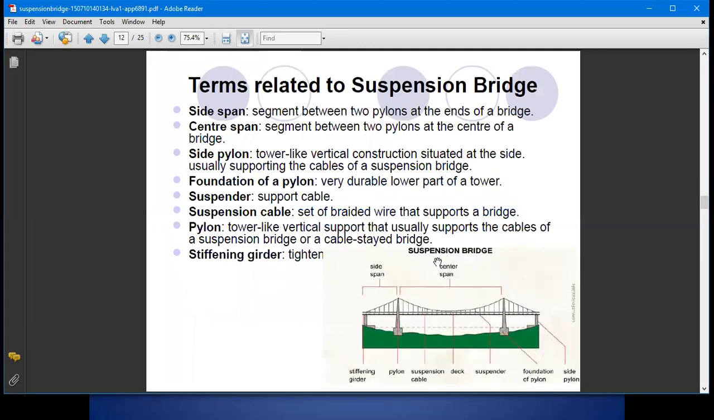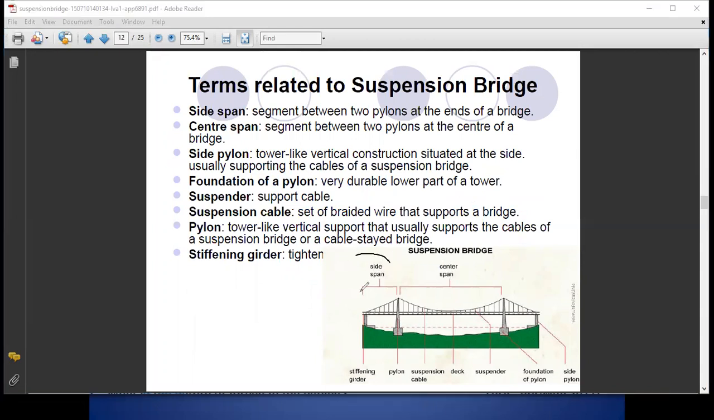Again, more terms: side span. This is your side span. The segment between two pylons at the ends of the bridge, pylons being the vertical supports, towers, is nothing but the side span. Then the center span. The segment between the two pylons or towers at the center of the bridge is called the center span.